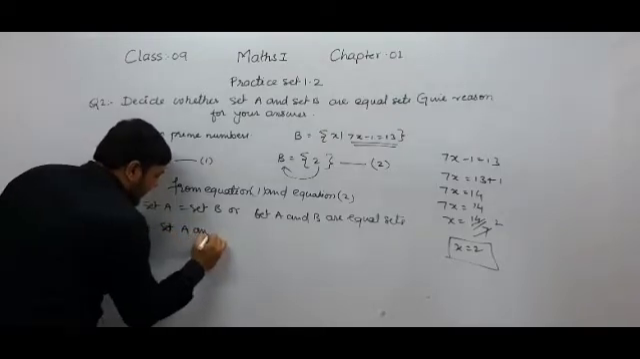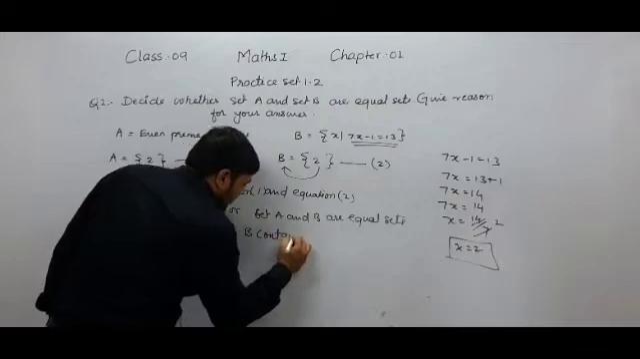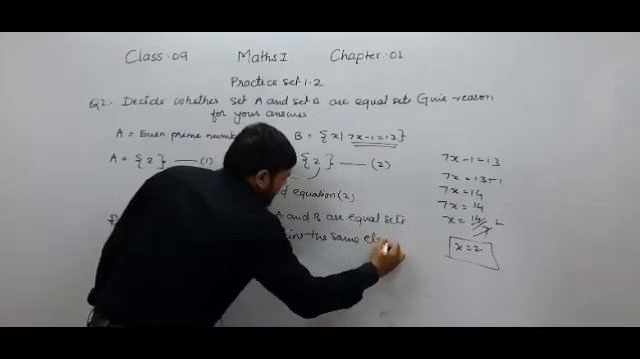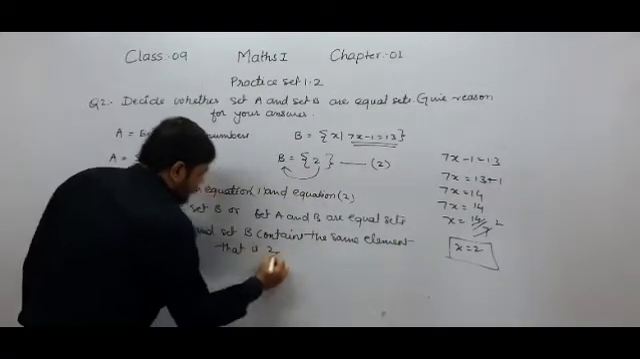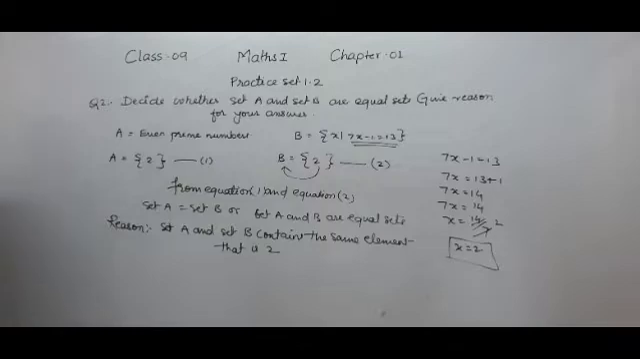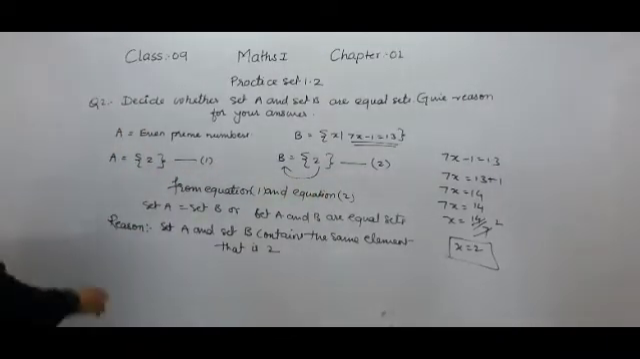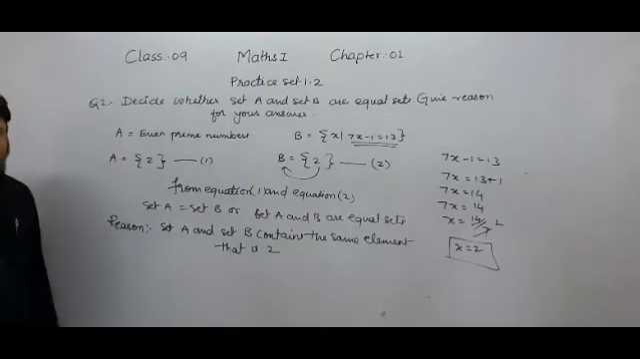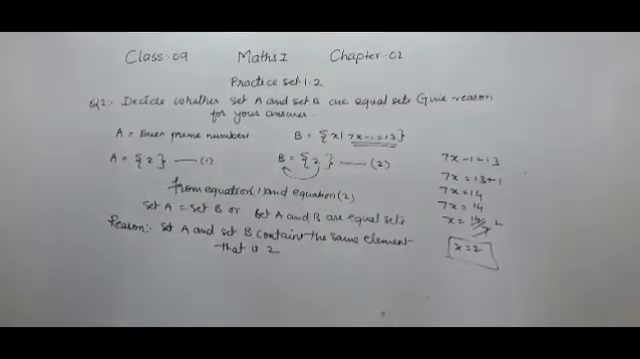Set A and set B contain the same element, that is 2. So here set A and set B contain the same element, and that is 2. Both the sets are singleton sets, so we can say that these two sets have the same element, that is why they are equal sets. So student, now we will move towards the next question.